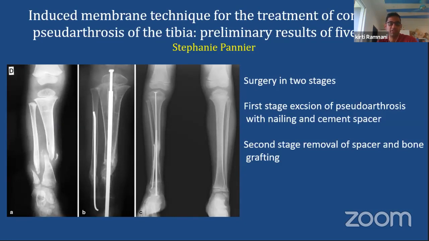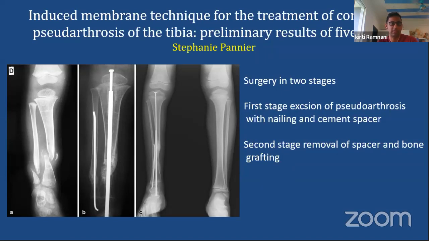In the first stage, they excised the pseudoarthrosis, put a nail, and then put a cement spacer and put a cast and leave the child for 2 months. During this 2 months, they have allowed the child weight bearing. After 2 months, they took the child for another surgery in which they filled the membrane with posterior iliac crest grafts, and then again casted the child with a full length AK cast. And this time they did not allow weight bearing and achieved union.